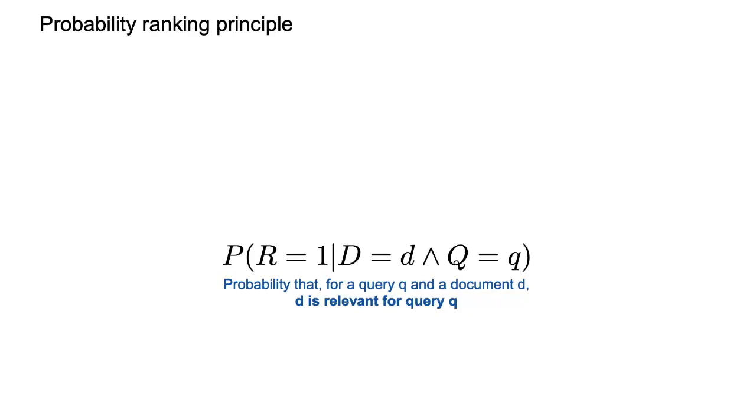How much? 60%, right? If hypothetically I ask 1 million people, for that specific document D and that specific query Q, is it relevant or not? And 600,000 of them told me yes, and 400,000 of them told me no, then the probability that R equals 1, conditioned on that query and that book, D and Q, is 60%.